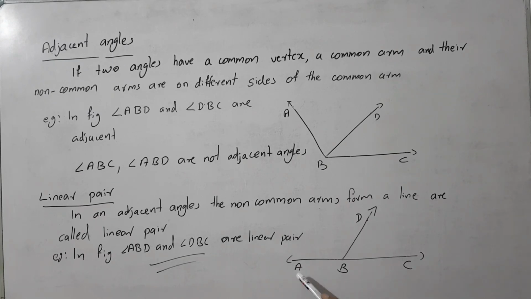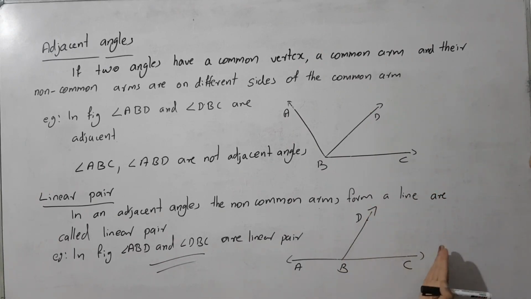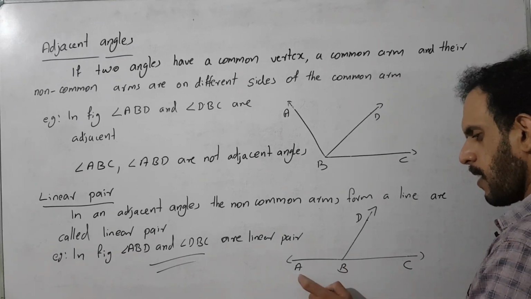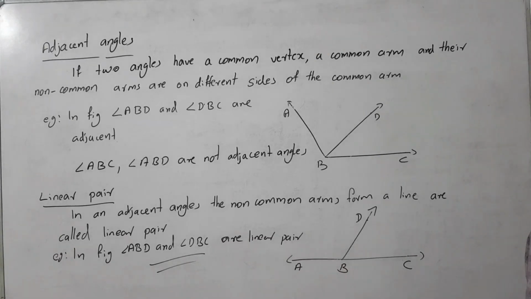Then what are the non-common arms? AB and BC. They lie on the different side of DB. Yes, they lie on the different side. One is on the right, one is on the left. Correct? Do the non-common arms form a line here? Yes, the non-common arms form a line AC. Correct? Non-common arm എന്ത് ഫോം ചെയ്യുന്നുണ്ട്? AC എന്ന ഒരു ലൈൻ ഫോം ചെയ്യുന്നുണ്ട്. അതുകൊണ്ട് ഈ അഡ്ജസൻറ്റ് ആംഗിൾസിനെ നമുക്ക് എന്ത് വിളിക്കാം? Adjacent angles ABD and DBC are called a linear pair.